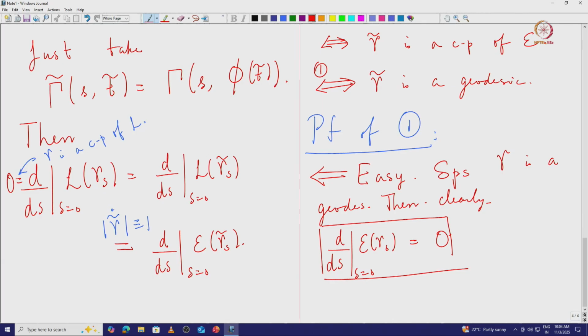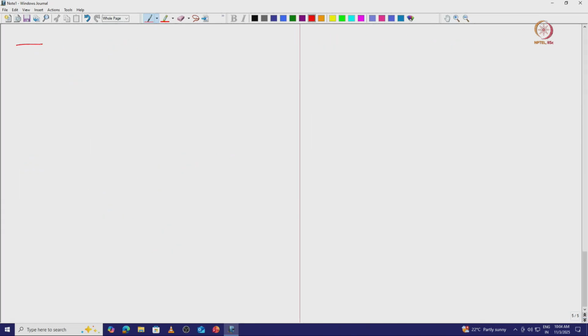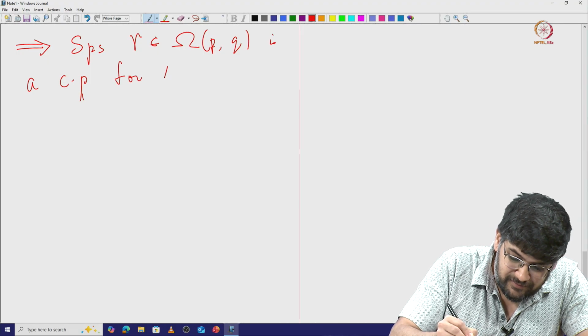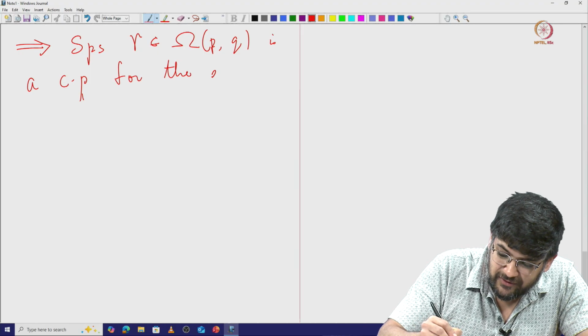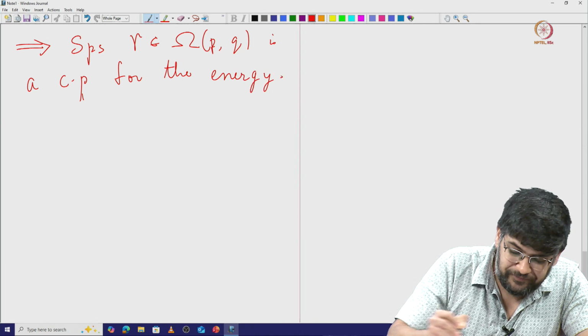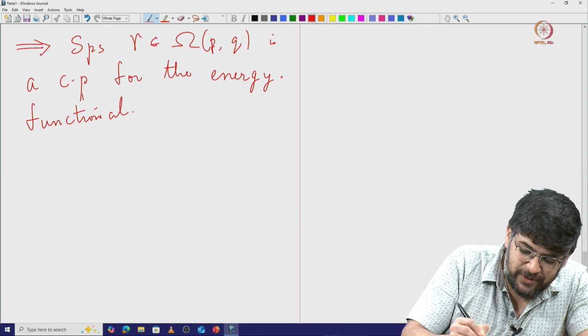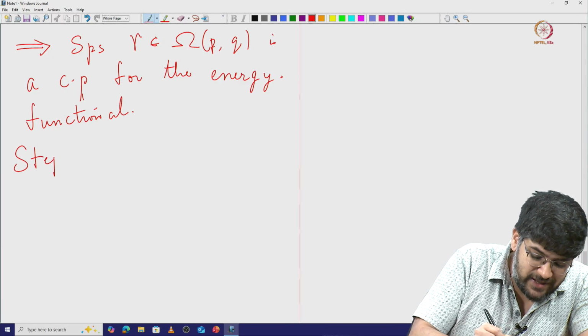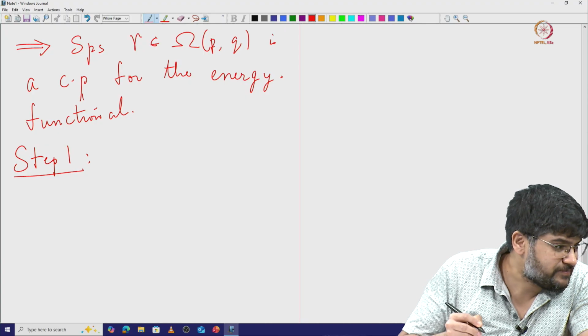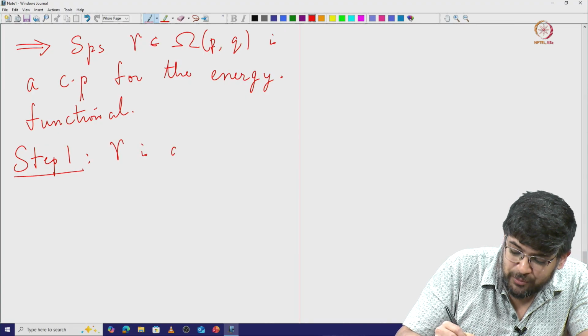Now let us prove the converse, that is the hard part. So suppose gamma is a critical point for the energy functional. So the proof consists of 3 steps. So the first step is that gamma is a broken geodesic.